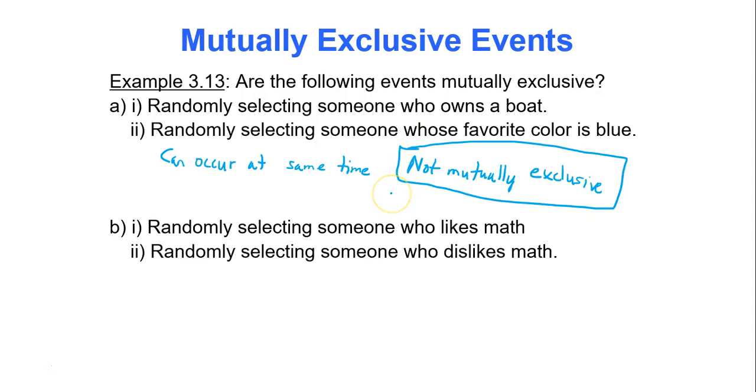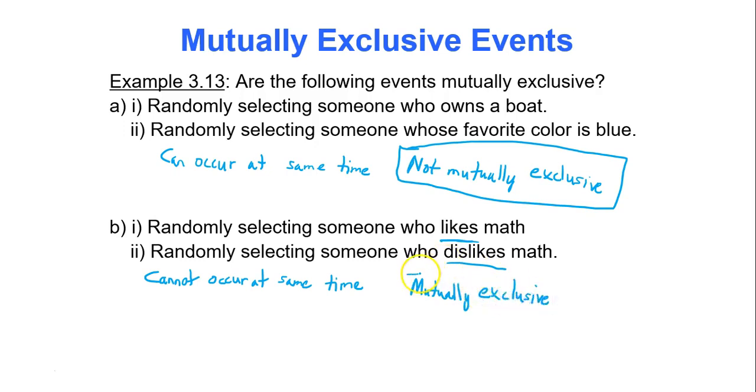In B, I have randomly selecting someone who likes math and randomly selecting someone who dislikes math. Can that happen at the same time? Can someone both like and dislike something at the same time? Well, at a particular moment of time, an instantaneous moment of time, the answer is no. So they cannot occur at the same time. That being said, these events are mutually exclusive or disjoint. So that's mutually exclusive events or disjoint events.